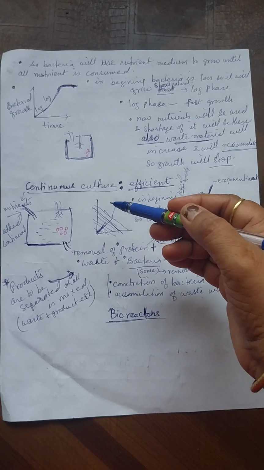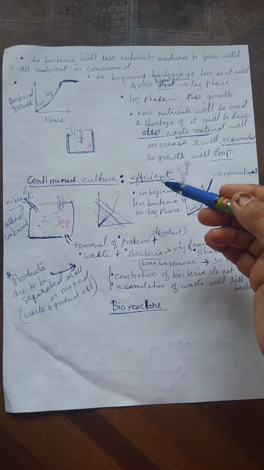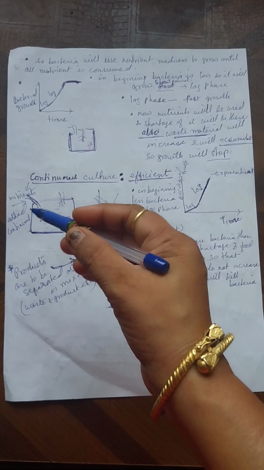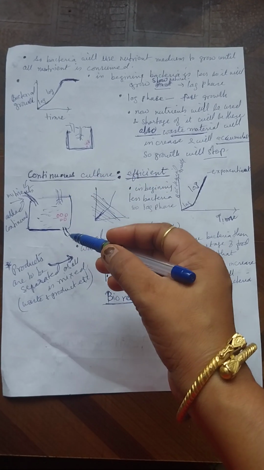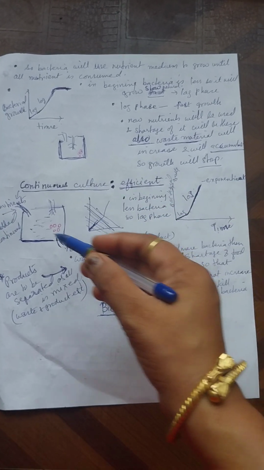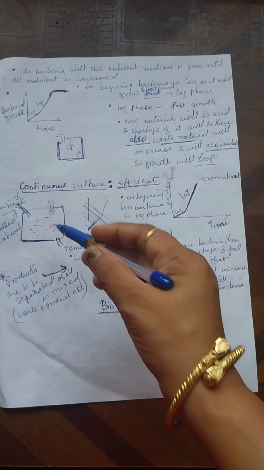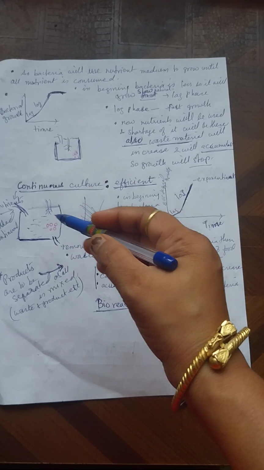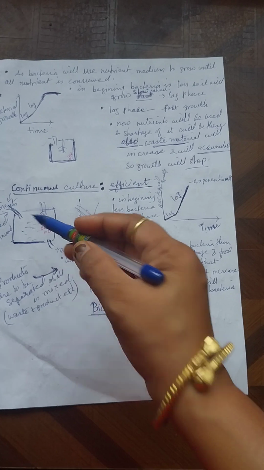Now the continuous culture method is different from the batch method. It is more efficient. What happens here? In the vessel, from one side, the nutrient medium is continuously being added in this flask, and continuously the waste is being removed from the other side. Here also the aeration pipe will be there, the sterile air will be passed, and the mixers will be there. So some bacteria are here.